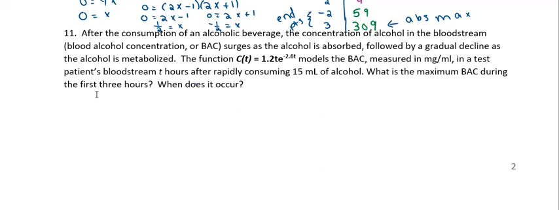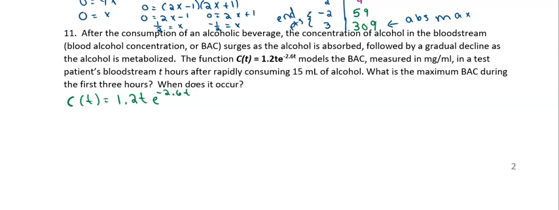Okay, there's a lot of information there. Let's see what we've got, and let's see where we can start, and we'll go from there. So we have this BAC level. So after the alcoholic beverage is consumed, the BAC level, it says it surges because the alcohol is being absorbed. It then starts to gradually decline as it then becomes metabolized. So here's our function. So let's see if we can start with that function. So we have C of t equals 1.2 t e to the -2.6 t.